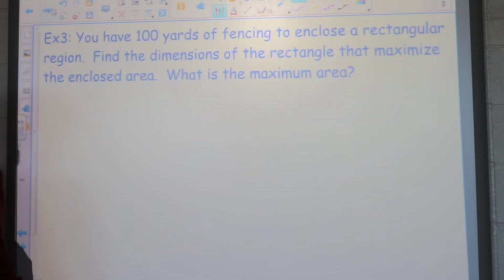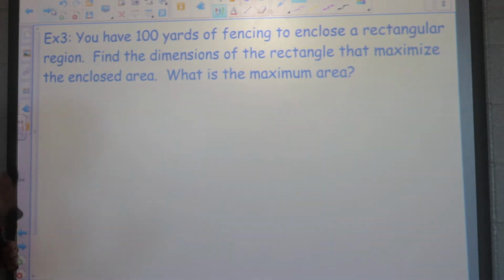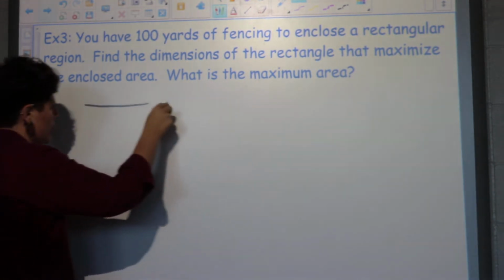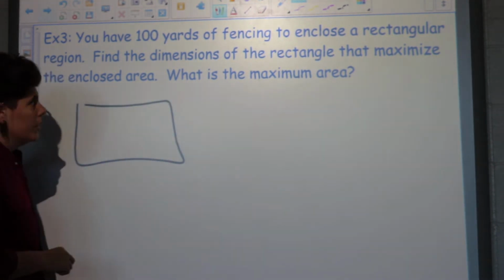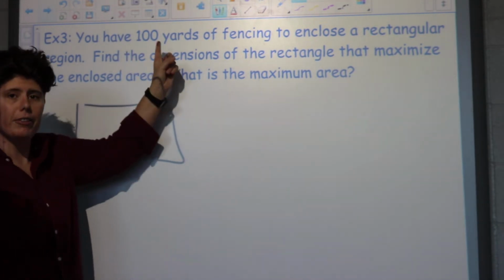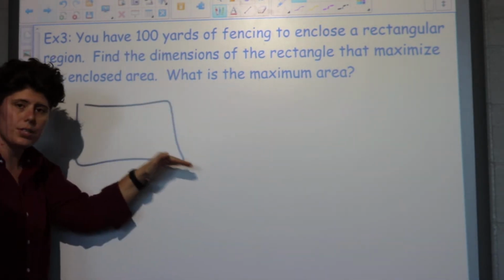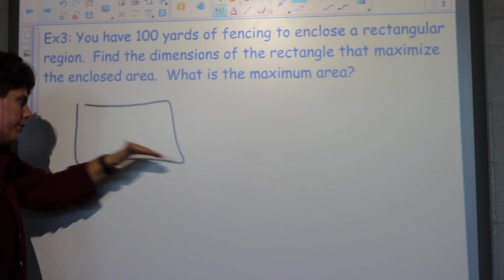Number 3. You have 100 yards of fencing to enclose a rectangular region. Pause. If it mentions something, draw it. I've got a rectangular region. Hey, there's my rectangle. Now it says I have 100 yards of fencing. That means to go around the outside, I have 100 yards of fencing.